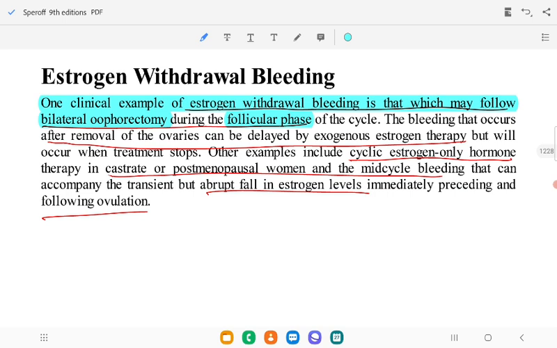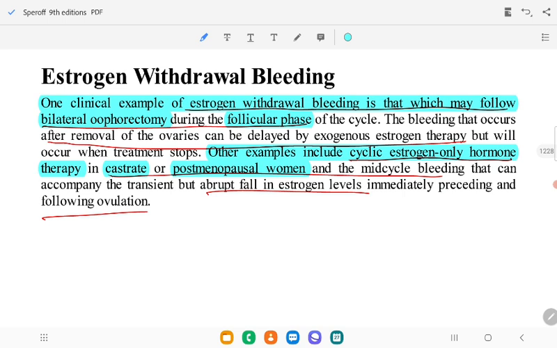We can delay the bleeding by giving estrogen therapy when we are going for a bilateral oophorectomy during the follicular phase, but after stopping the estrogen therapy there will be estrogen withdrawal bleeding. Other examples include cyclical estrogen only hormone therapy in castrate or postmenopausal women.